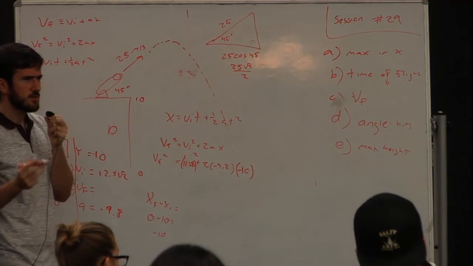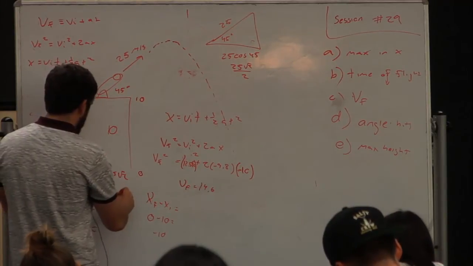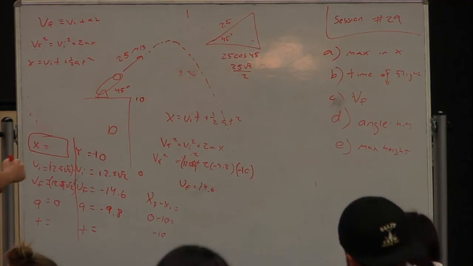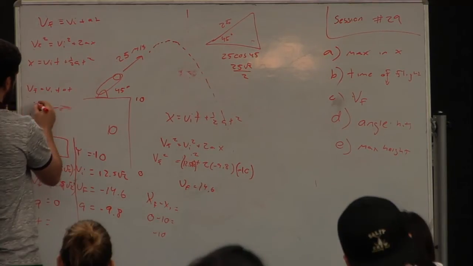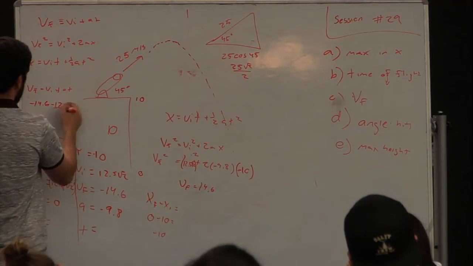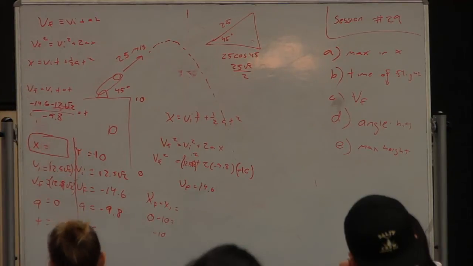All right, so now we can use that to solve for time: negative 14.6 minus 12 square root of 2, divided by negative 9.8, will give you your time. If someone wants to spew that out at me.